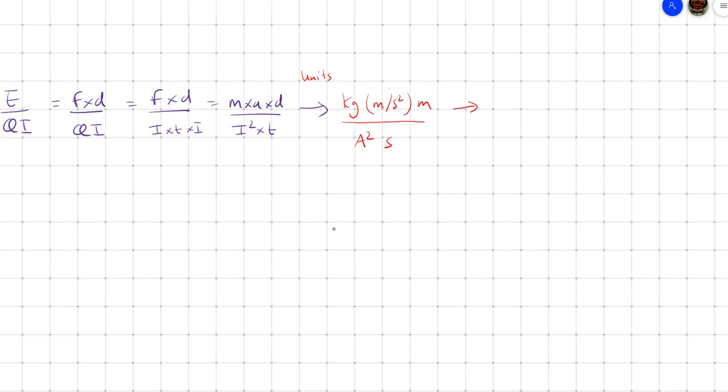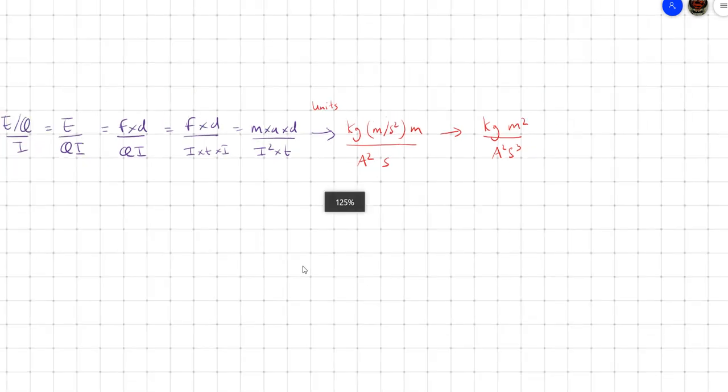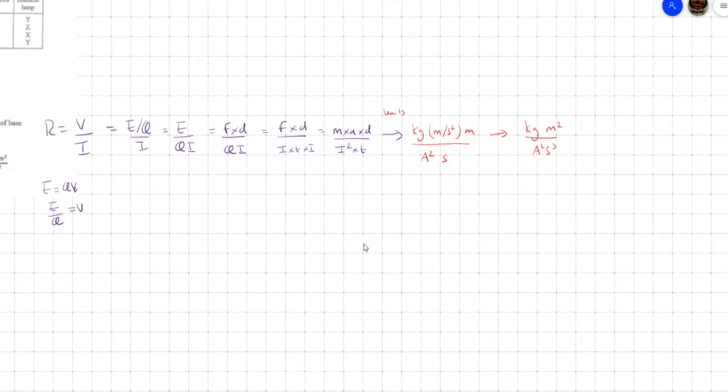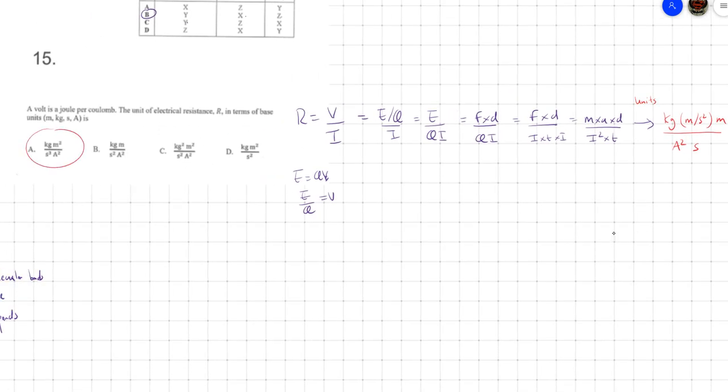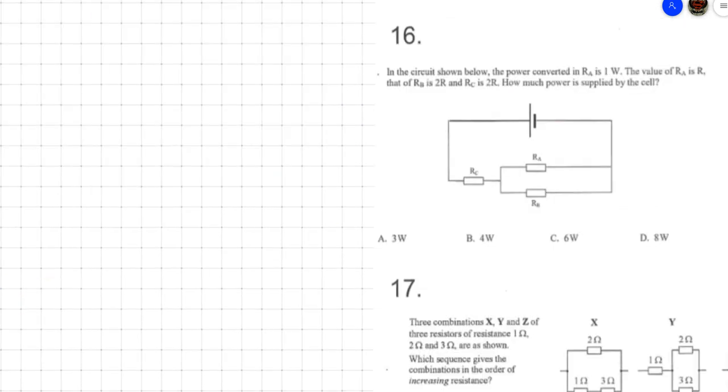So kg, then meter squared, and then we're dividing by second and second and second, so that is second cubed, and that is amps squared. Now let's take a look. Do we have any option like this? So kg, 2, 2, 2. Here we go, this one. Okay, excellent.